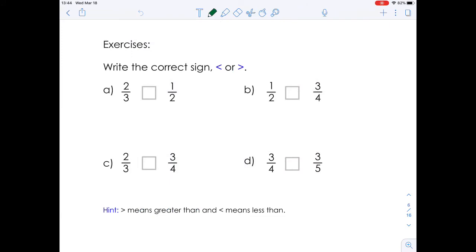All right, in this next set of questions, you're asked to compare 2 fractions and decide which one is greater. So we're going to use the less than and greater than symbols. So this one here is less than, and this one here is greater than.